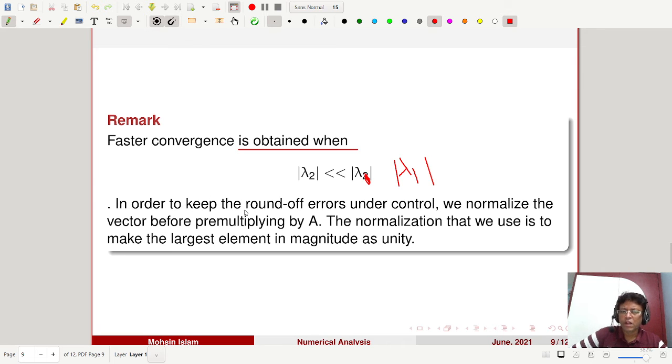convergence is obtained. In order to keep the round-off errors under control, since we are dividing and multiplying, a lot of things are happening, so round-off errors come into the picture. So we normalize the vector before pre-multiplying by A. The normalization that we use is to make the largest element in magnitude as unity. That's it.